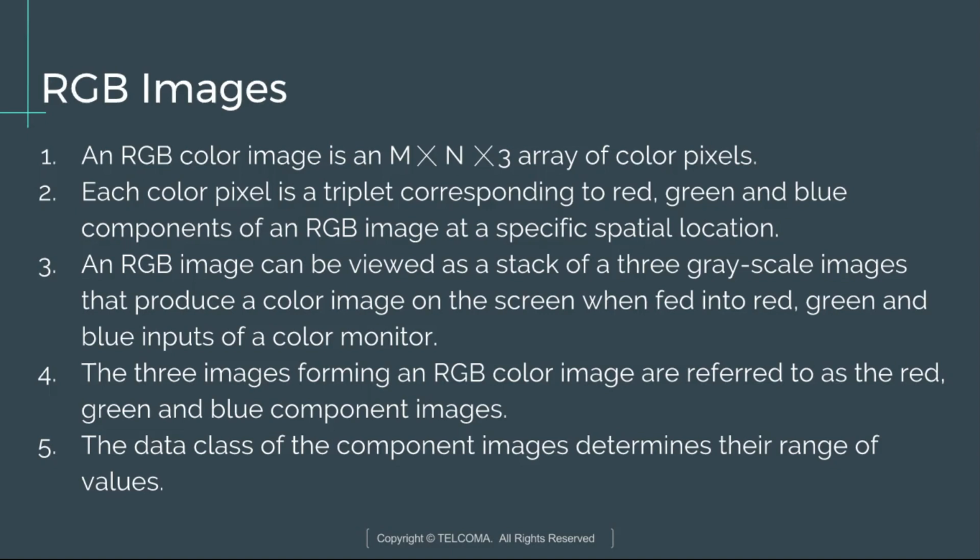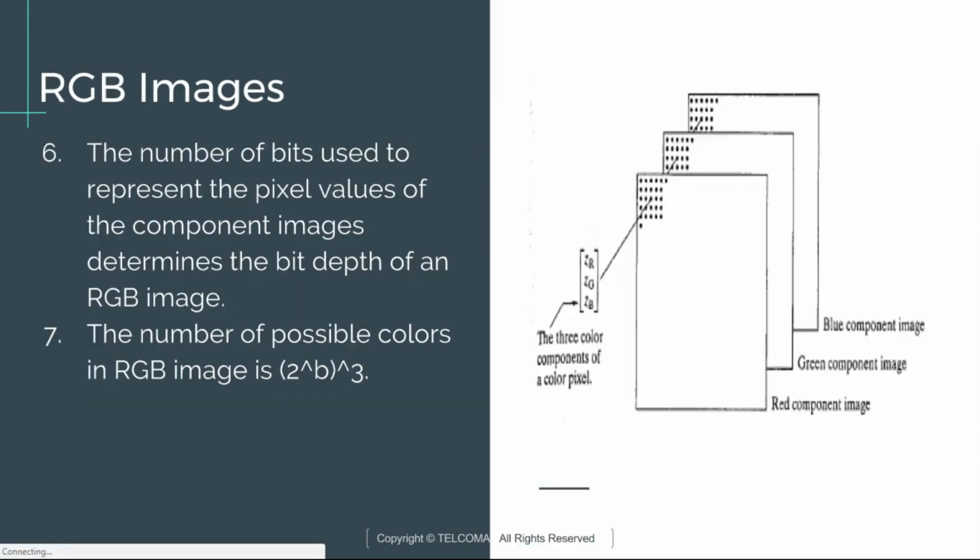spatial location. An RGB image can be viewed as a stack of 3 grayscale images that produce a color image on the screen when fed into red, green and blue inputs of a color monitor. The 3 images forming an RGB color image are referred to as the red, green and blue component images. The data class of the component images determines their range of values.